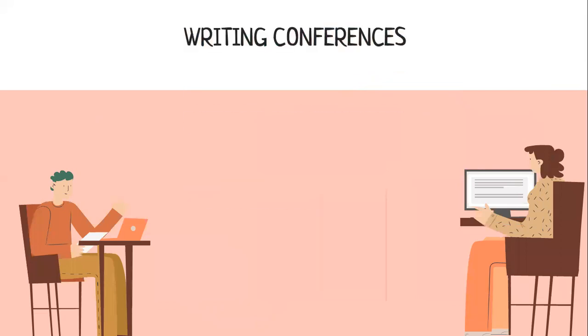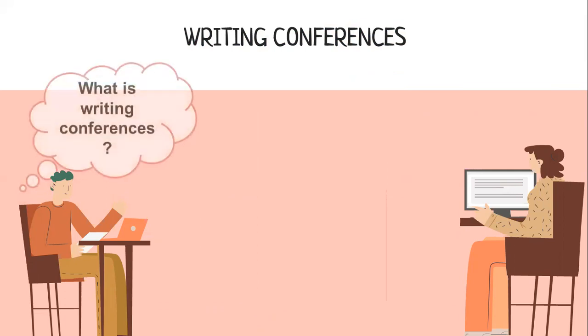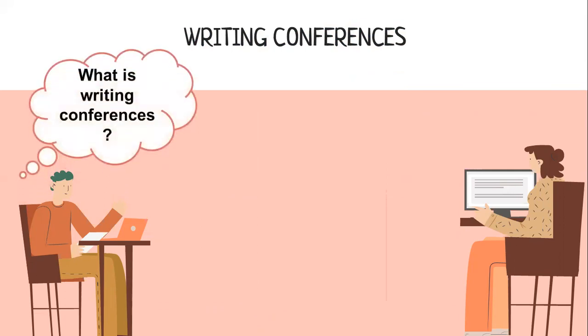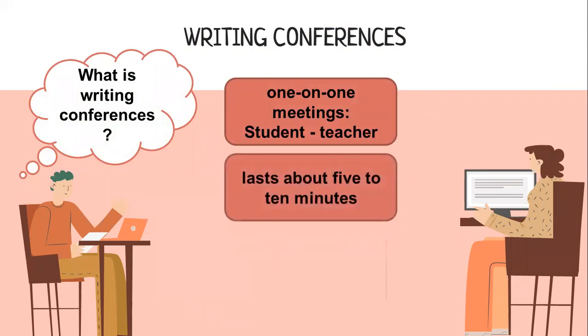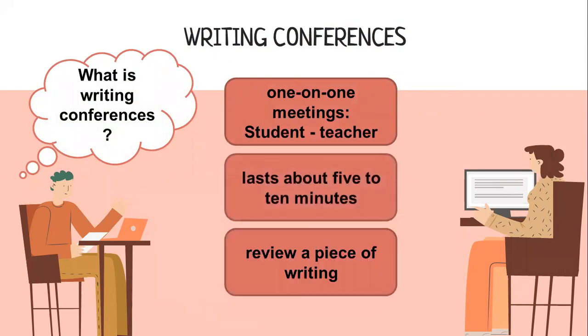And the last way of assessing student writing is writing conferences. What are writing conferences? It is a one-on-one meeting between the student and the teacher that lasts about 5 to 10 minutes. And during this time, they review a piece of writing.